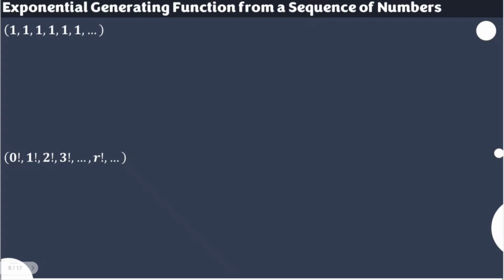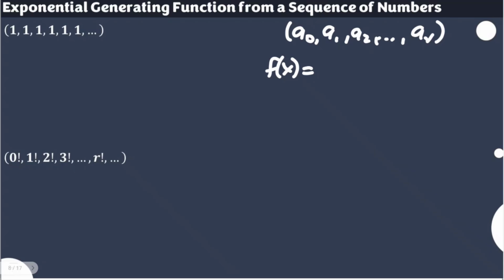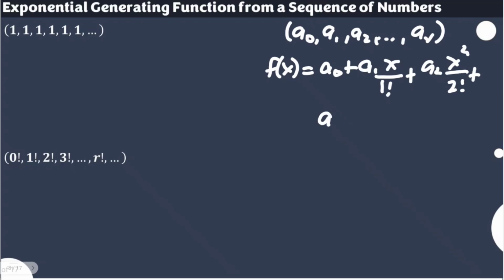For every sequence a sub 0, a sub 1, a sub 2, until a sub, say for example, a sub r, the equivalent function, which is an exponential generating function, is in this manner: a sub 0 plus a sub 1 x over 1 factorial plus a sub 2 x squared over 2 factorial plus a sub 3 x cubed over 3 factorial, until we reach a sub r times x to the power of r over r factorial.